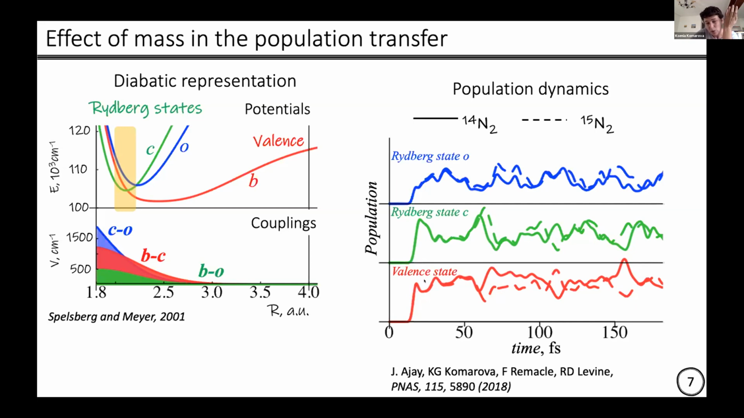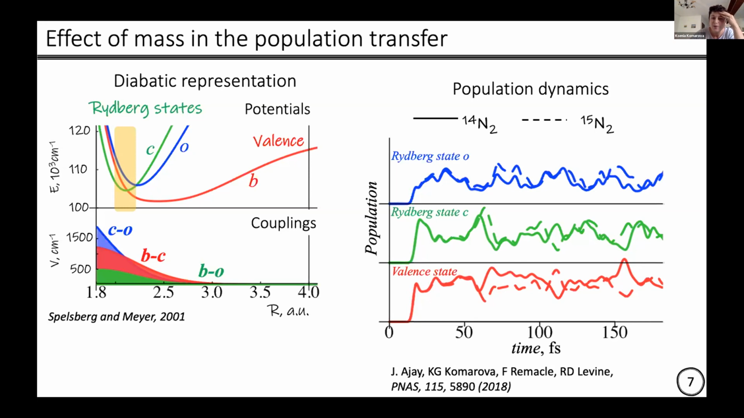But what is quite interesting is that for the two isotopes in the beginning, this dynamics seems to be quite the same. So this exchange of the population is not affected by the mass. While after some time, around 60 femtoseconds, there is something happening. The dynamics becomes quite different. We have depletion of the valence state in N15 and acquisition of the population in N14. So we have opposite rate of transfer for different isotopes.